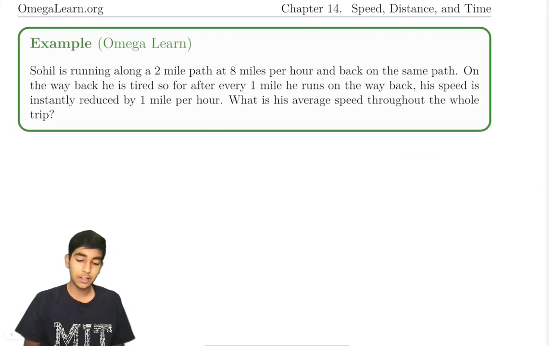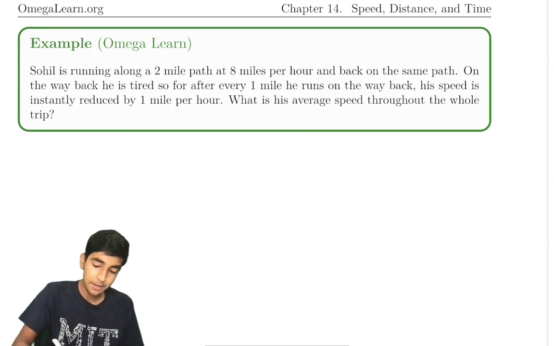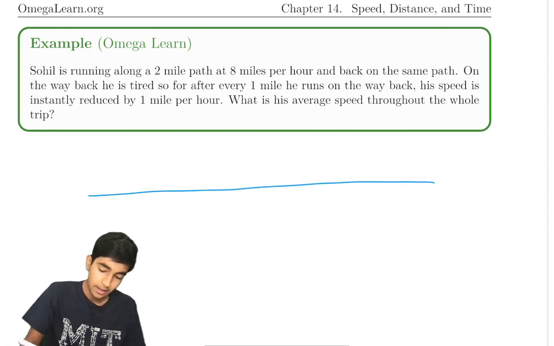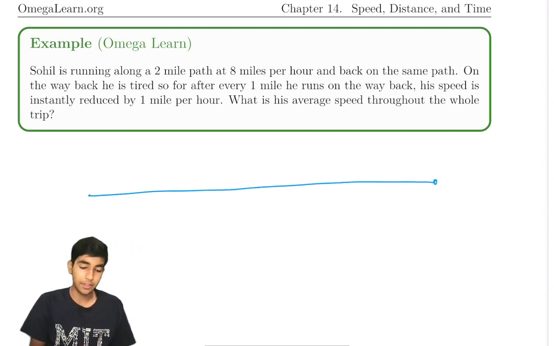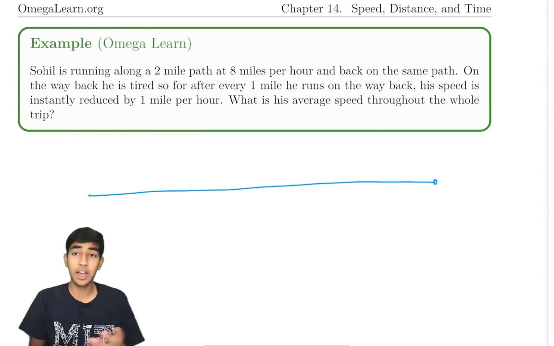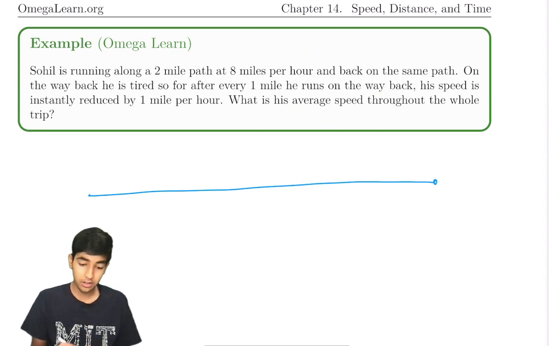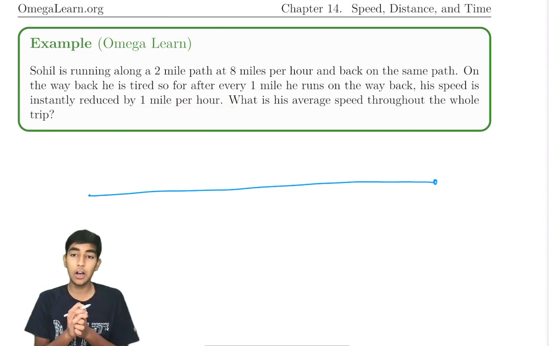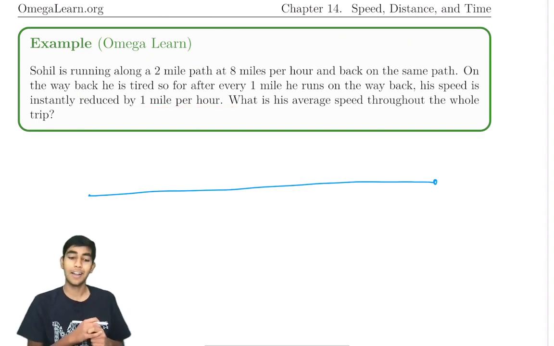Sohol is running along a 2-mile path at 8 miles per hour and back on the same path. On the way back, he is tired, so for every 1 mile he runs, after that mile, his speed instantly reduces by 1 mile per hour. What's the average speed throughout the entire trip?